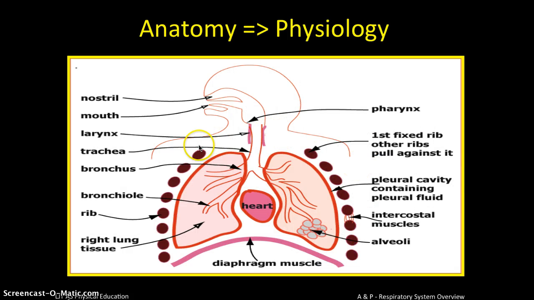So understand from this really that the way we're built, our respiratory system structure and anatomy, has a lot to do with how it works, and how it works can be described by its physiology, which we look at shortly.